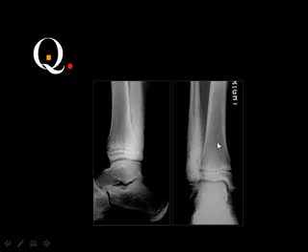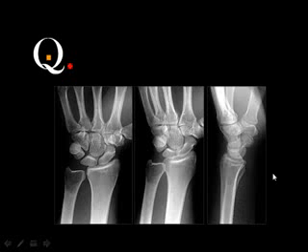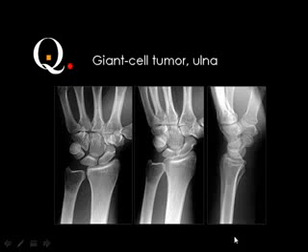Which bone is affected, the tibia or the fibula? The fibula. Benign or malignant? Malignant. Yes, malignant. With sun ray spiculations, you can see this is an osteosarcoma of the fibula. Yes, giant cell tumor of the ulna.